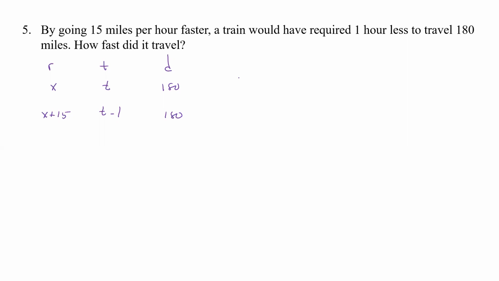So here we have t equals 180 over x. Here we have t minus 1 equals 180 over x plus 15. Now we've got t solved for, so we can plug that in right there, and we have 180 over x, and then we have minus 1, and that's equal to 180 over x plus 15.